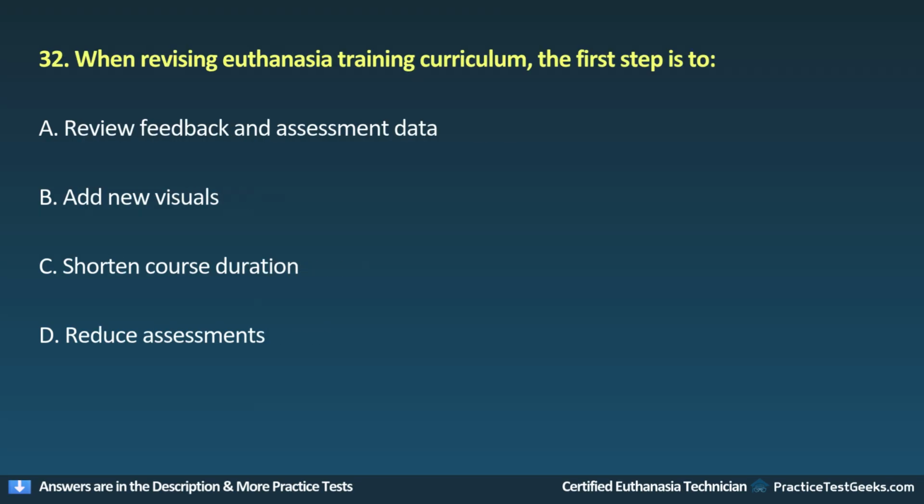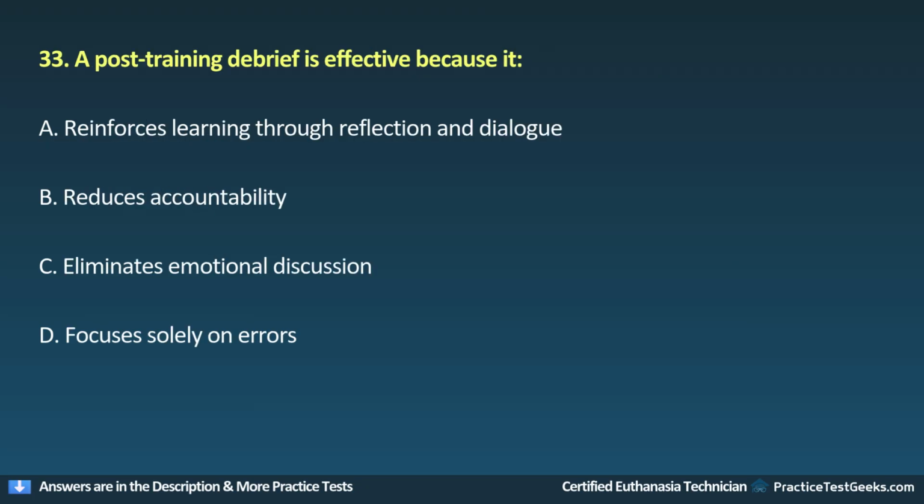32. When revising euthanasia training curriculum, the first step is to A. Review feedback and assessment data. B. Add new visuals. C. Shorten course duration. D. Reduce assessments.